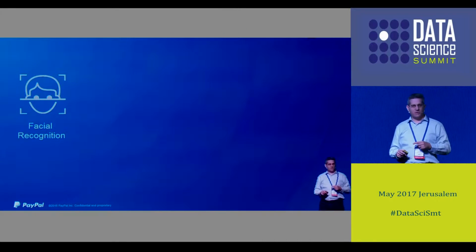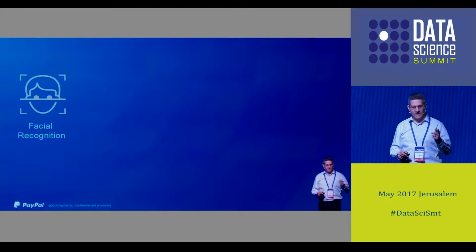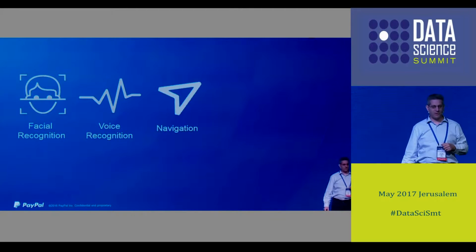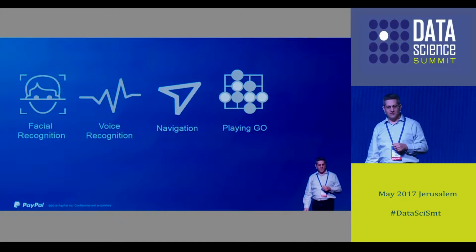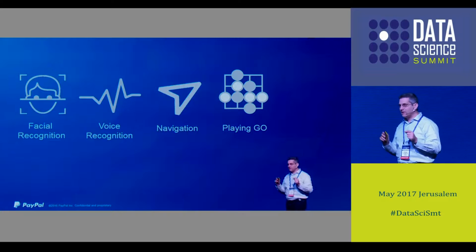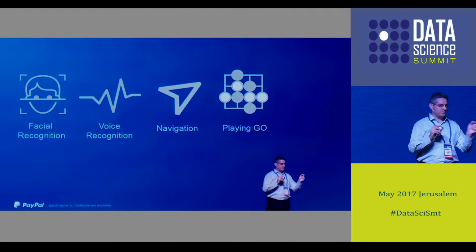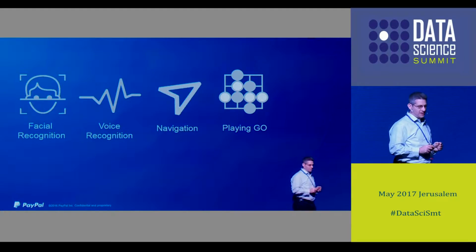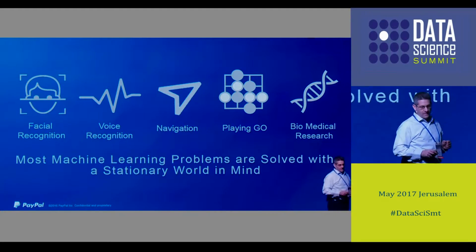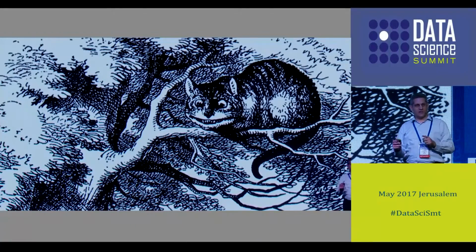The same assumption could be made in many machine learning problems, like facial recognition, voice recognition, navigation on a map, or even playing some games. These machine learning systems can safely assume that the world that they're solving for is not changing much. And even algorithms that try to tell cats from dogs.